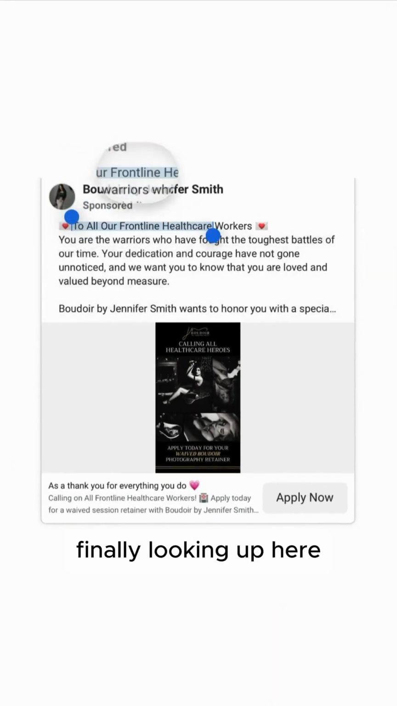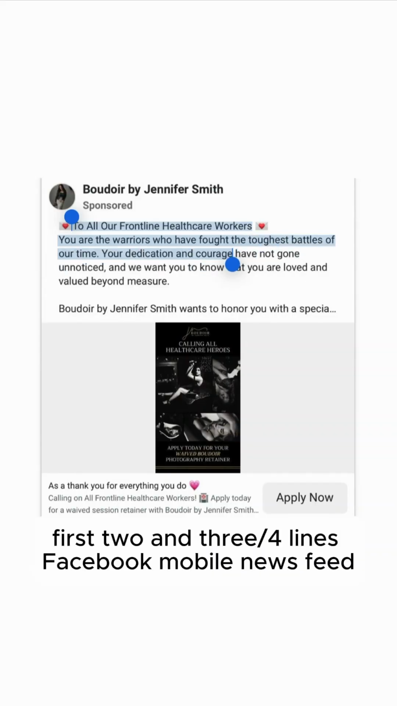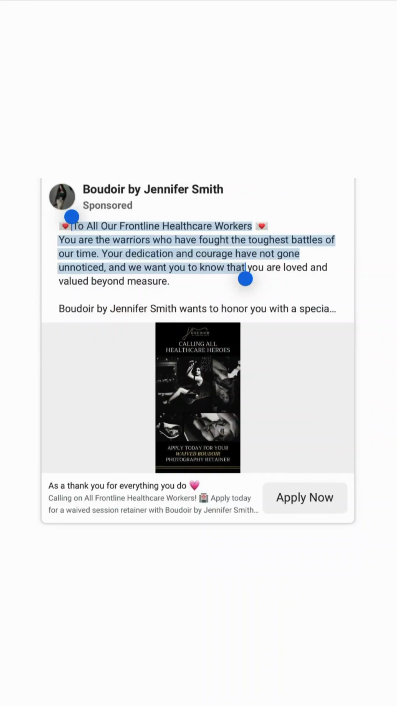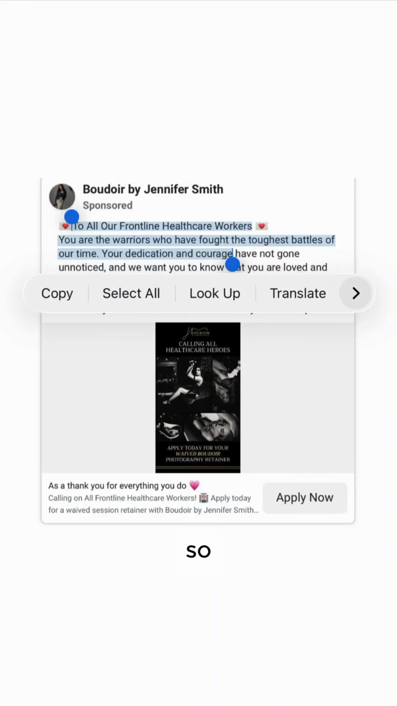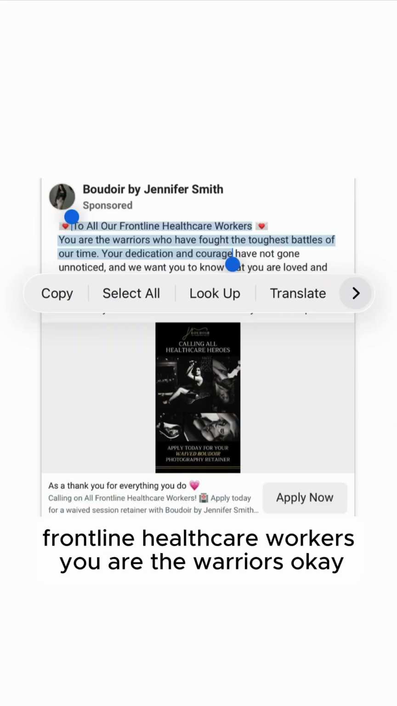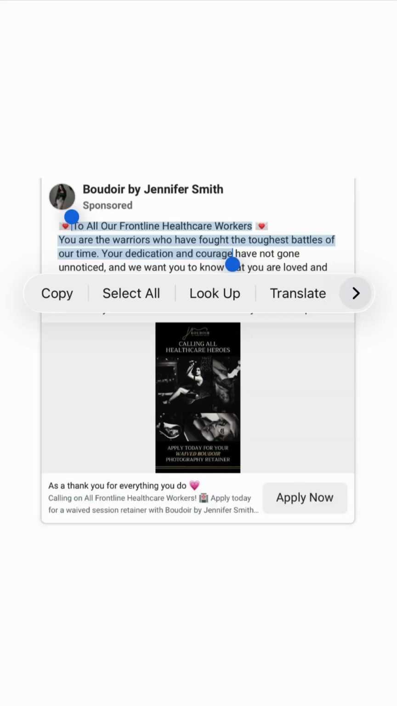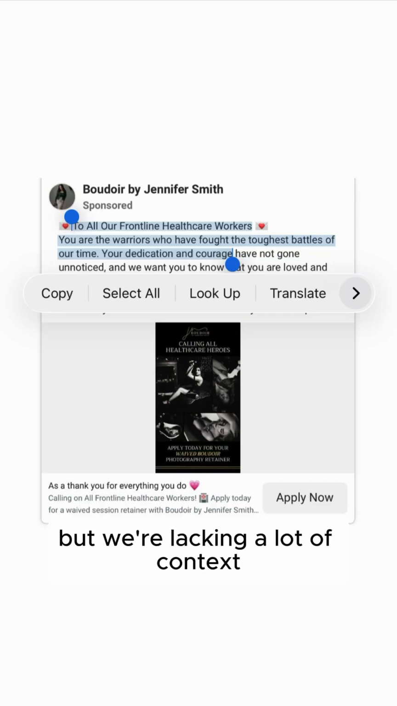Finally, looking up here, first 2 3/4 lines Facebook mobile newsfeed. That's all that's going to show. So, frontline healthcare workers, you are the warriors. Okay, all right. So, yeah, we got a little bit of context here, but we're lacking a lot of context. So it's the lack of context mistake.